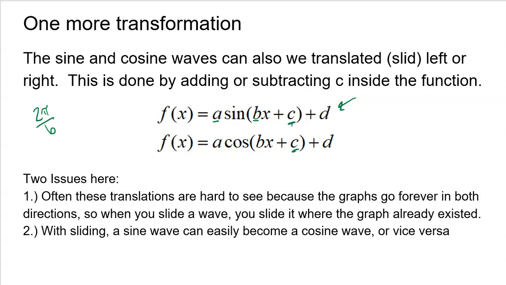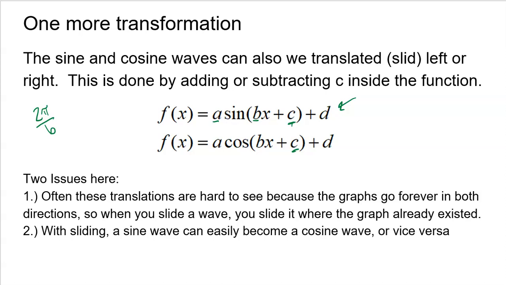C is adding or subtracting a constant inside of the function, and if you remember from when we did our transformation unit, this is a horizontal slide left or right. So if it's plus C, that actually goes to the left. If it's minus C, that actually goes to the right. Hopefully you guys remember that.